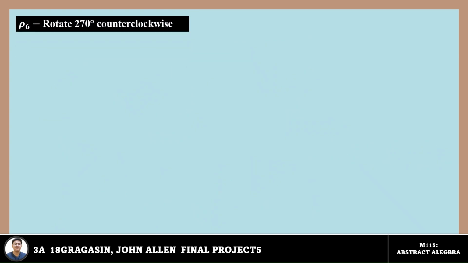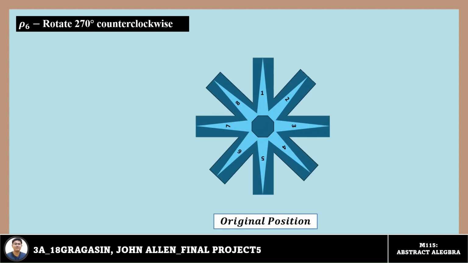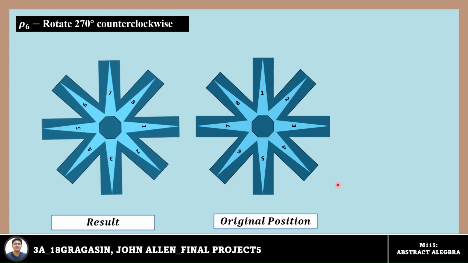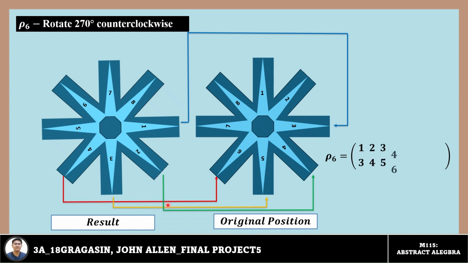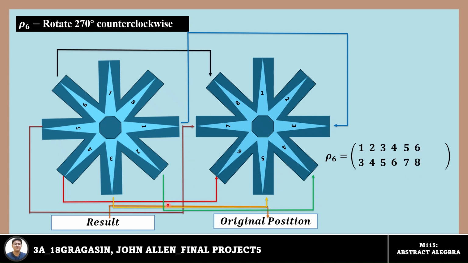So next, we have the rho sub 6, rotate 270 degrees counterclockwise. So we have here the original position, and this is the result. So for our rho sub 6, we have here 1 is to 3, 2 is to 4, 3 is to 5, 4 is to 6, 5 is to 7, 6 is to 8, 7 is to 1, and 8 is to 2. So these are the elements for our rho sub 6.